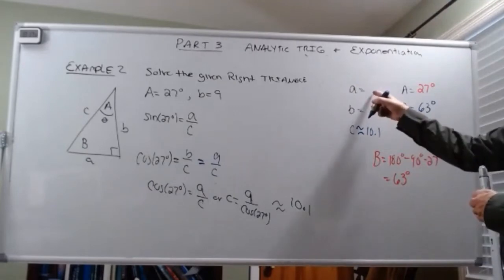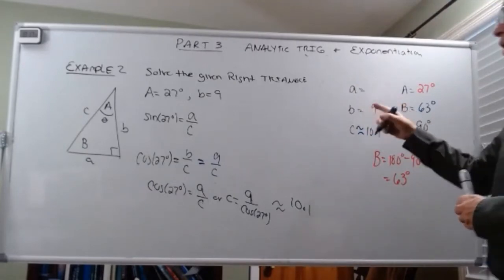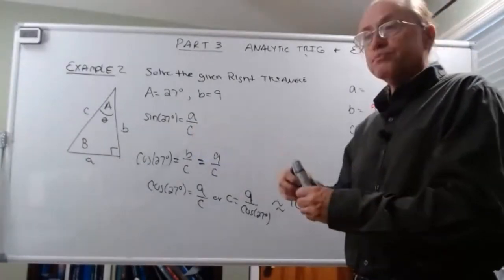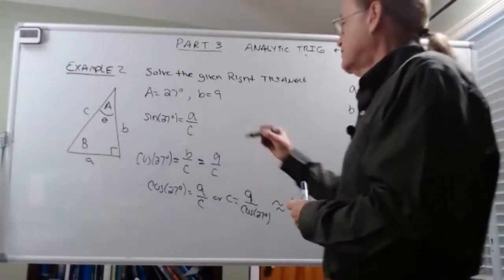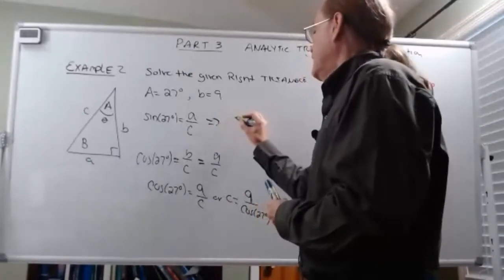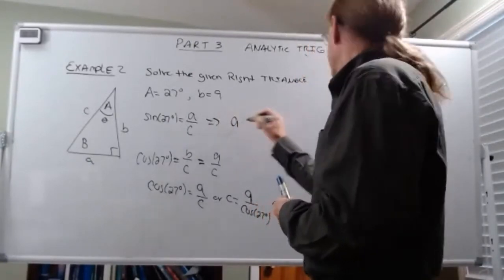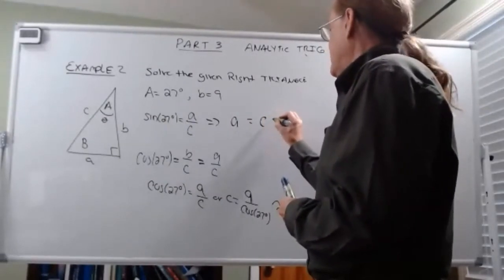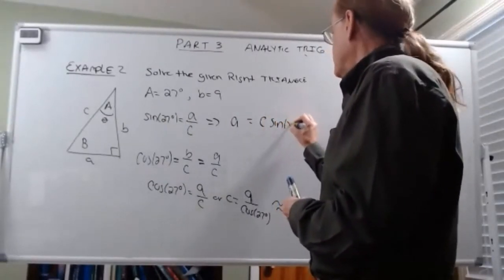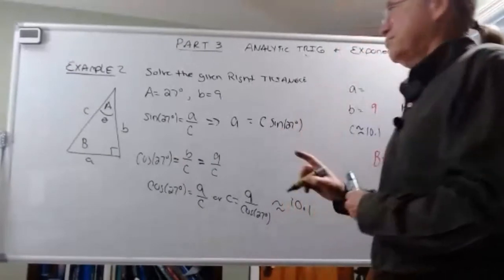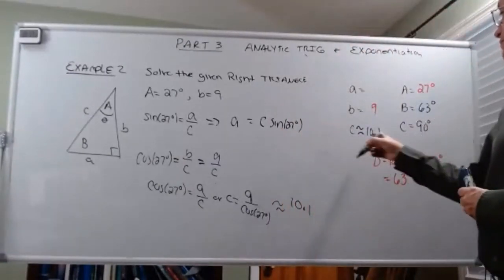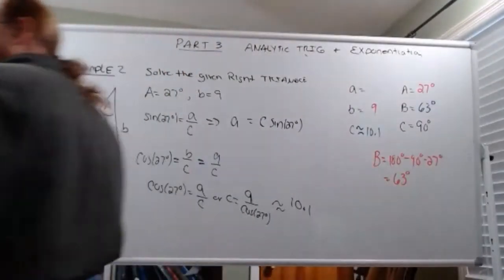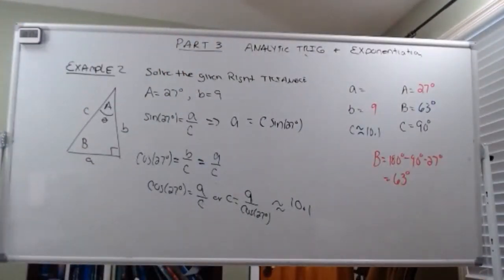Well, now I need to find the measure of angle A. Now I could use this. I could put C over here. So I have two approaches. If I wanted to, I could say from this that A is nothing more than C times the sine of 27 degrees. This is one approach. So C is 10.1 times the sine of 27. So I could go back to my calculator and do that.